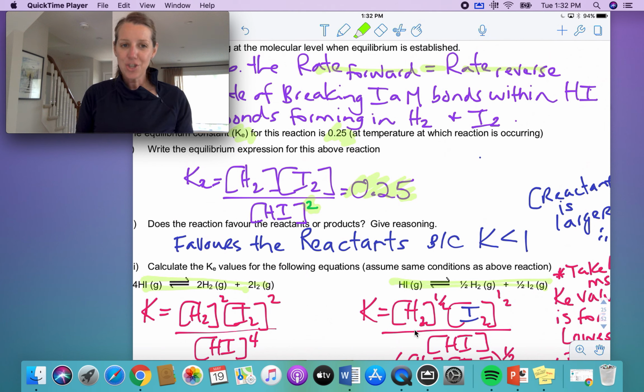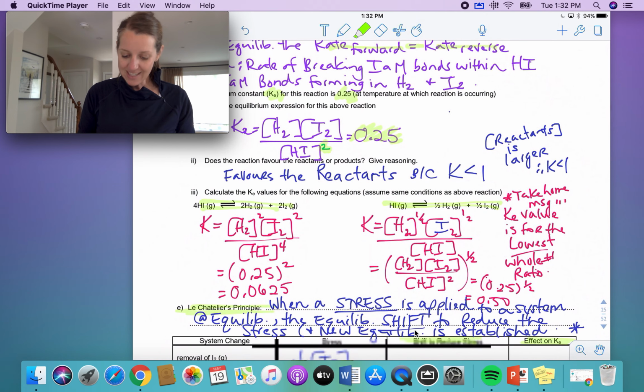But remember, that's the terminology that we use with equilibrium. Does the reaction favor the reactants or the products? And so we're just going to say for this one, well, clearly it's going to favor the reactants, because K is less than 1.